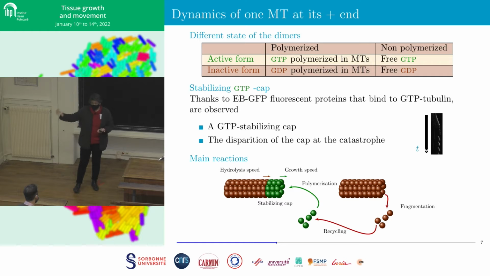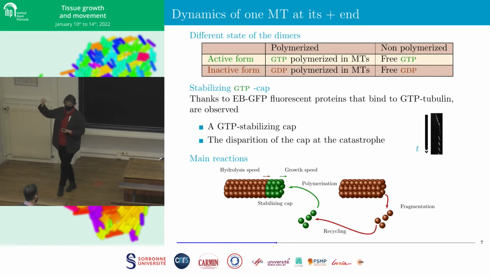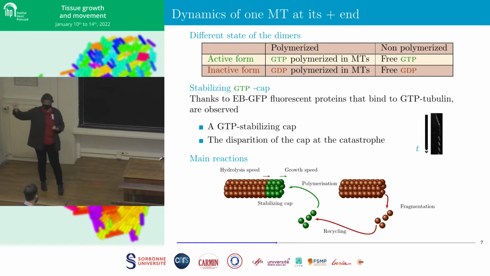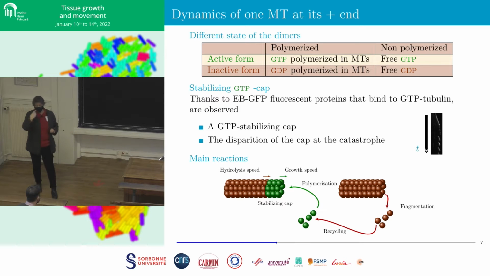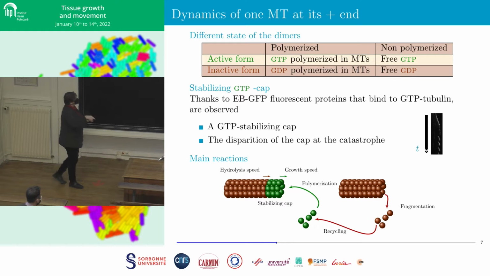Depolymerization gives rise to new unstable dimers of tubulin that I will call free GDP. And after some time, these free GDP are recycled into free GTP that will be able to polymerize again. So we have a cycle, and we were able to model this cycle.